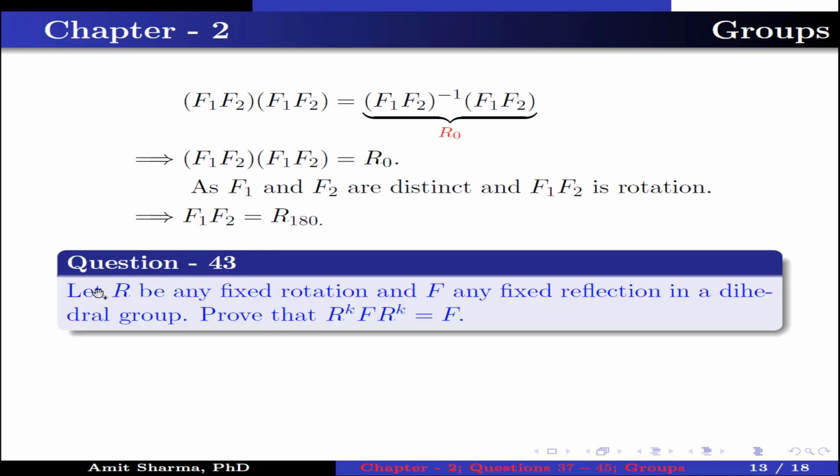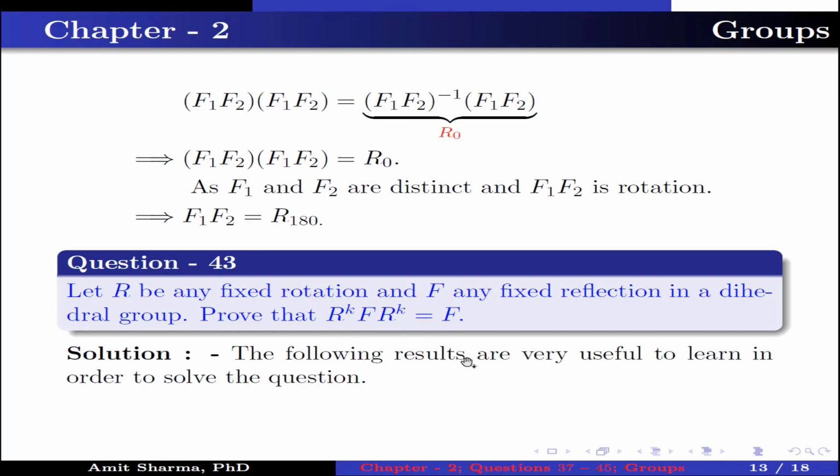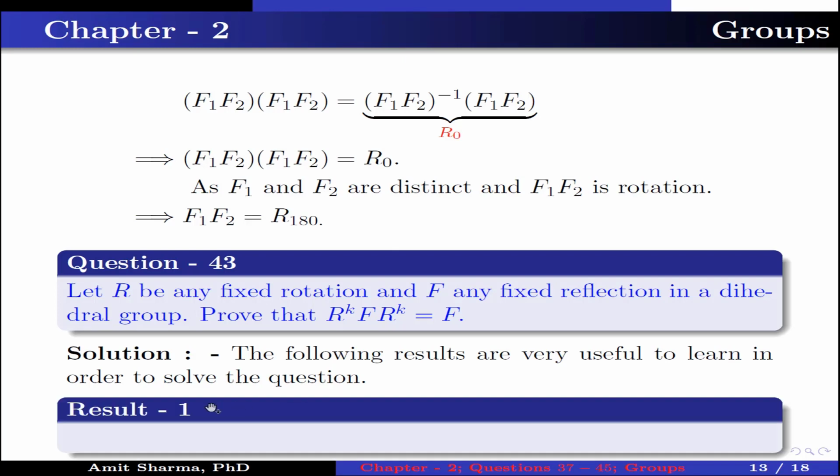Question number 43. Let R be any fixed rotation and F be any fixed reflection in the dihedral group. Prove that R to the power k, F, R to the power k is equal to F. The following results are very useful to learn in order to solve the question. Result number 1: the product of a reflection and a rotation in the Dn group is a reflection. Result number 2: the product of two rotations in the Dn group is a rotation.